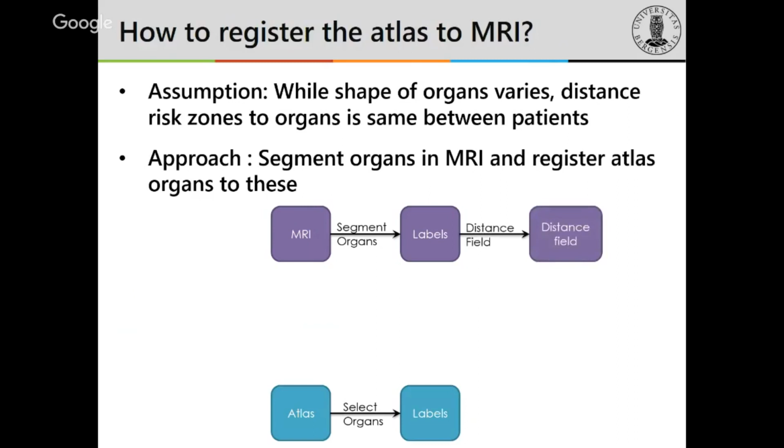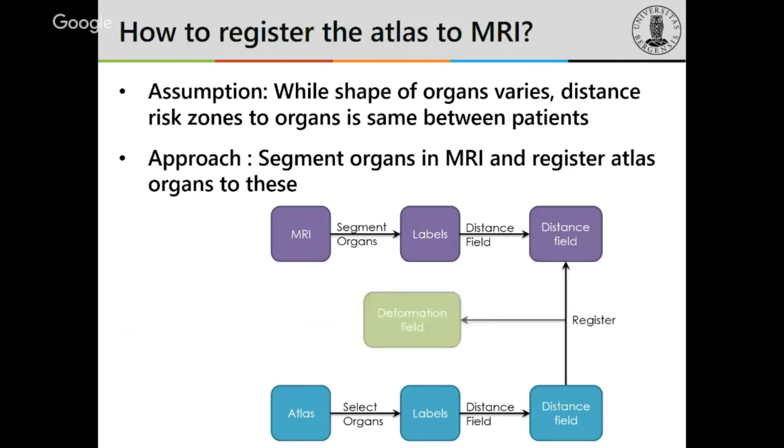Then to aid the registration process, it doesn't work so well with binary label volume data, so we calculated two distance fields. Because many of these registration methods rely on the gradient information, the normal label volume doesn't work so well. Then we register the two distance fields together and we end up with a deformation field. And this deformation field is the one that would deform the distance field of the atlas to fit the distance field of the patient.